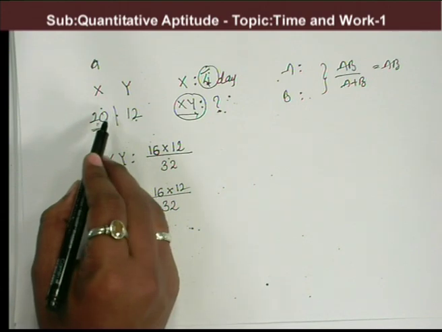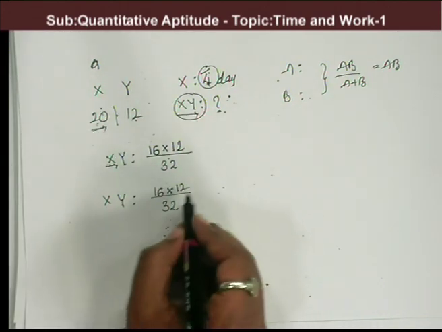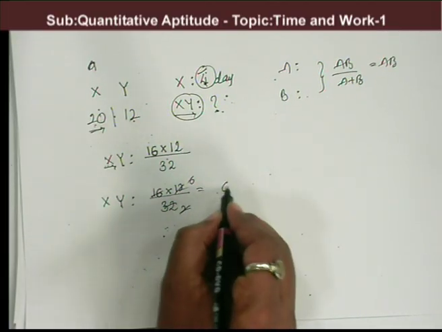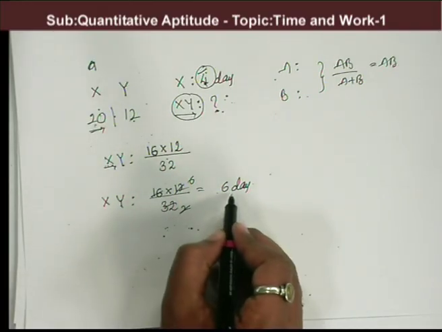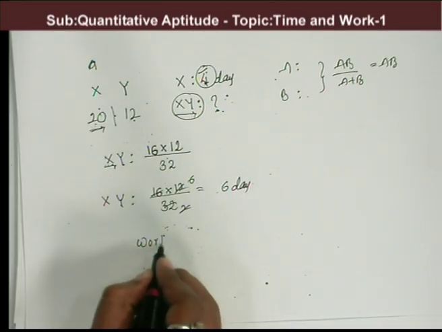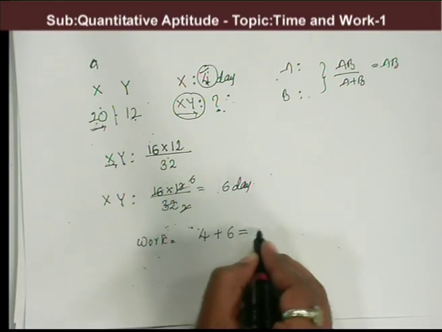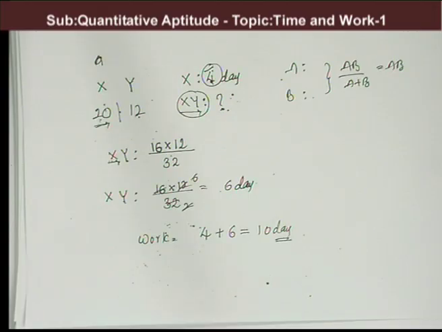So, x only is working alone. So, remove the x value from the 20, that is 20 minus 4, 16, 16 2s are 32, 2 6s are 12. So, that is 6 days. That means x and y together work 6 days, x only works 4 days. So, the work completed in the beginning 4 days and both are working together in 6 days. The work is completed in 4 plus 6, 10 days.